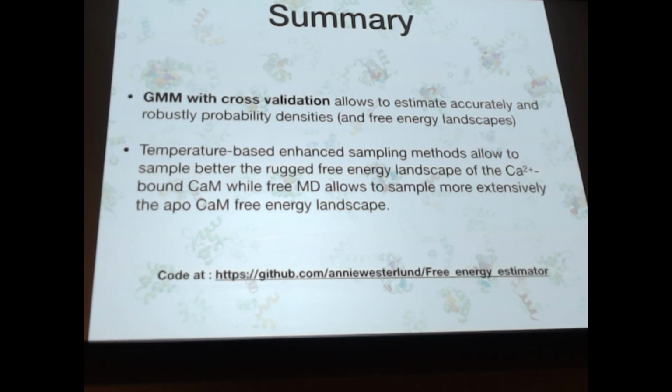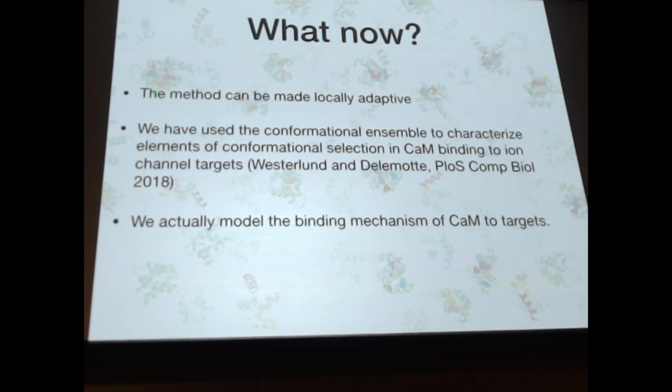And on the specific question of Calmodulin, we can say that temperature-based enhanced sampling methods only perform well on the rugged free energy landscape of the calcium-bound Calmodulin, while it's not the case in the calcium-free Calmodulin. And this actually has biological implications, because we know from our other investigations that calcium-bound Calmodulin adopts more of a conformational selection type of mechanism, whereas apo-Calmodulin is much more flexible. And so the free energy landscape supports this difference in the binding modes of these two types of Calmodulin.